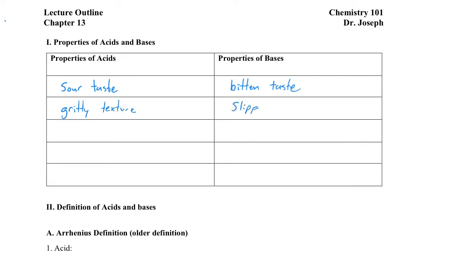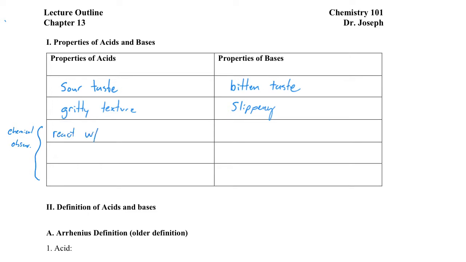So for most people, this is as far as acids and bases really go, just those basic sensory observations. But early chemists studying the substances around them would collect other observations. They would take a bunch of these things that they were calling acids based on their sour taste or their gritty texture, and then perform other experiments with them. And that's what we want to talk about next: what are some of the chemical observations that can be made?